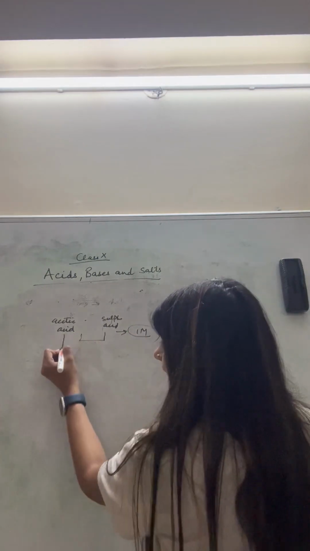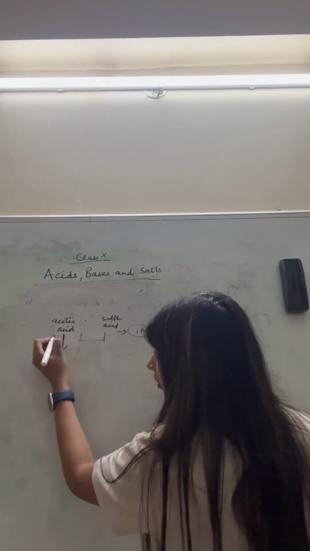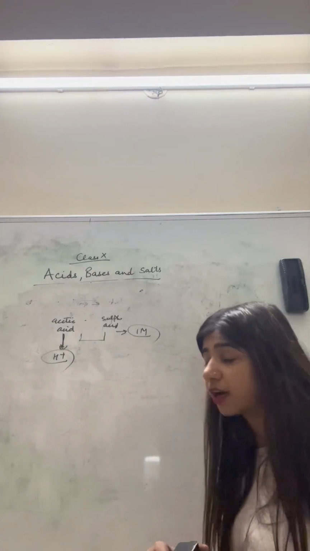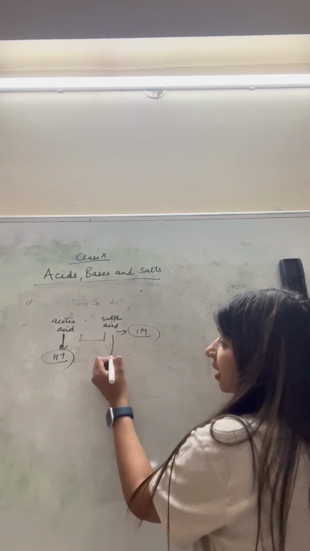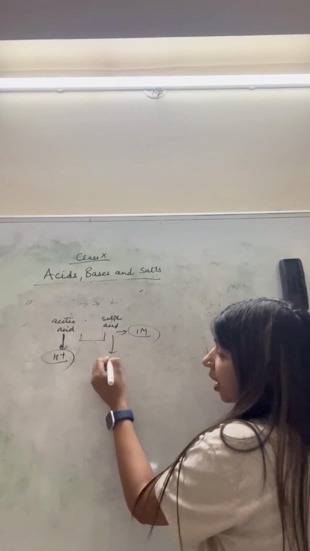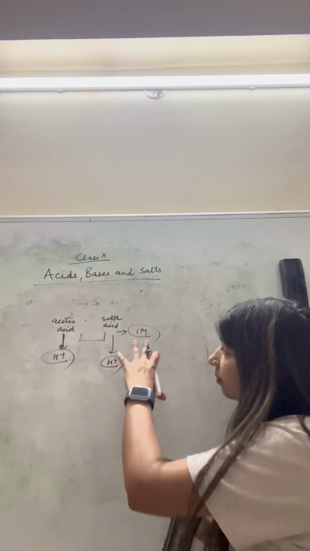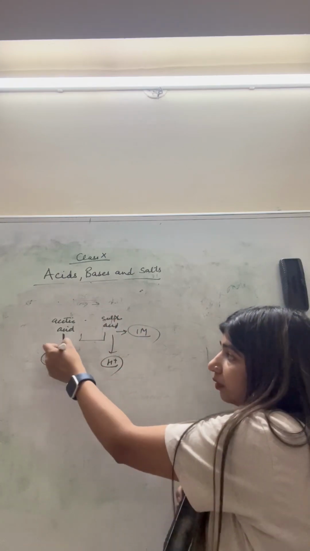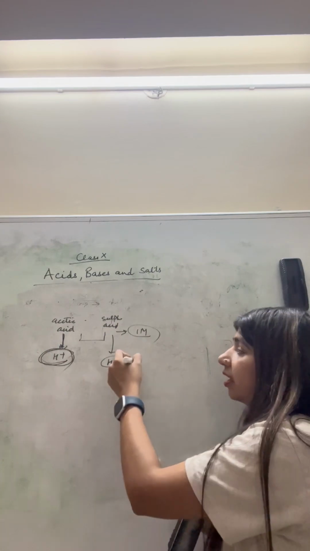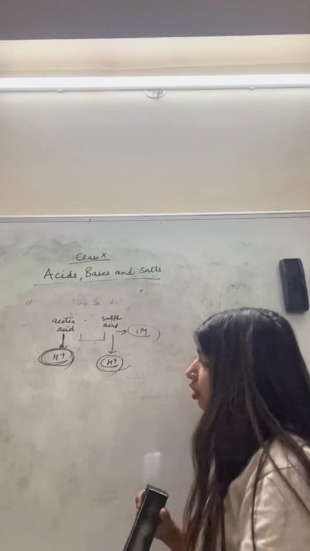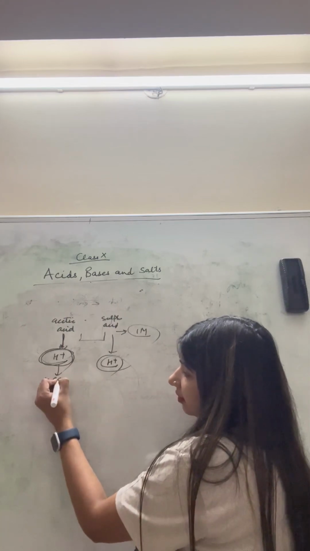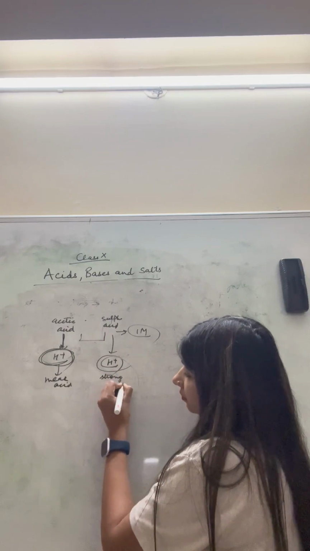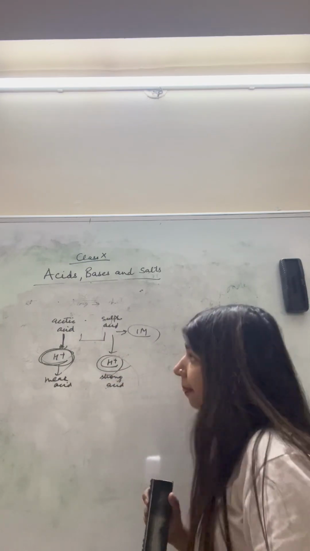We will see that acetic acid will produce a less number of hydrogen ions in water, while sulfuric acid will produce a more number of hydrogen ions in water at the same concentration. We have taken the same concentration of both acids. So this will be called a weak acid and this will be called a strong acid, right?